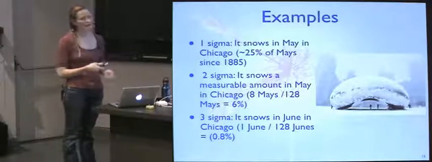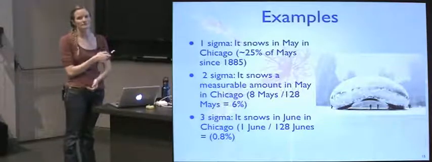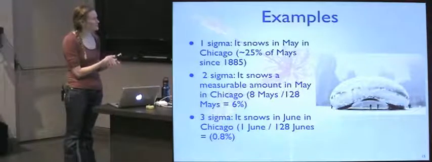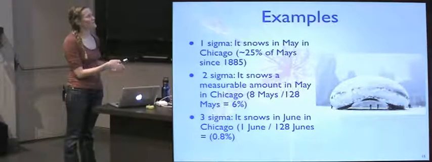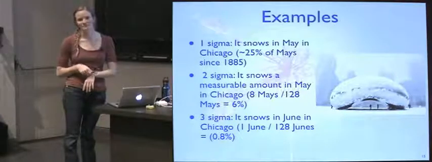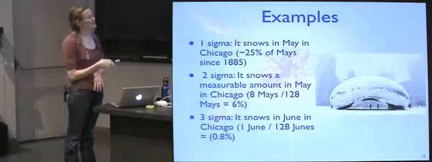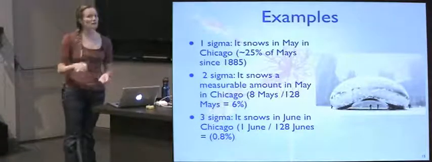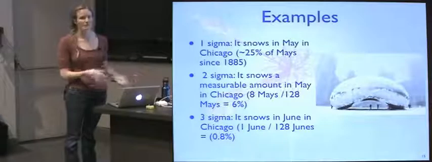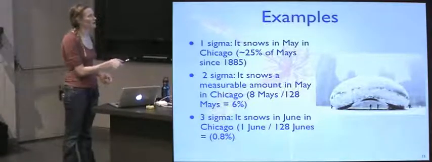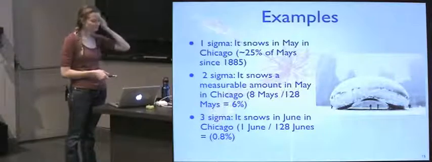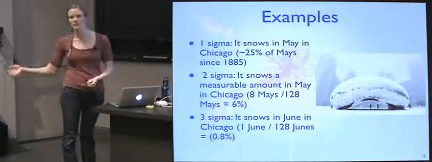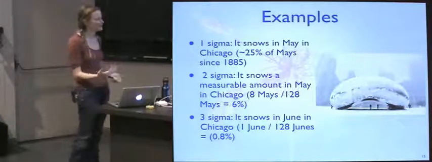So clearly, if we're trying to say we found a new particle, we have to have something more stringent than this. So let's talk about a 3 sigma event. That's an event where it snows in June in Chicago. This has only happened once in all of the Junes since 1885. So that's a really improbable event. It's possible. It has happened once. But that's sort of the limit at which we start to say, hey, maybe this is something new, if we see something this rare. We still don't know that it's actually happened, but it's around that level.